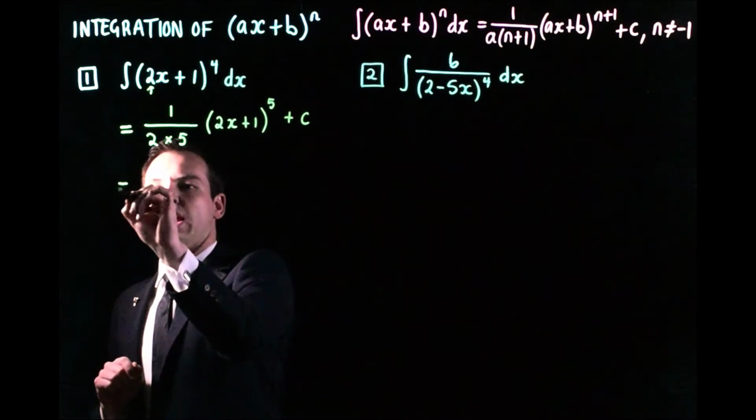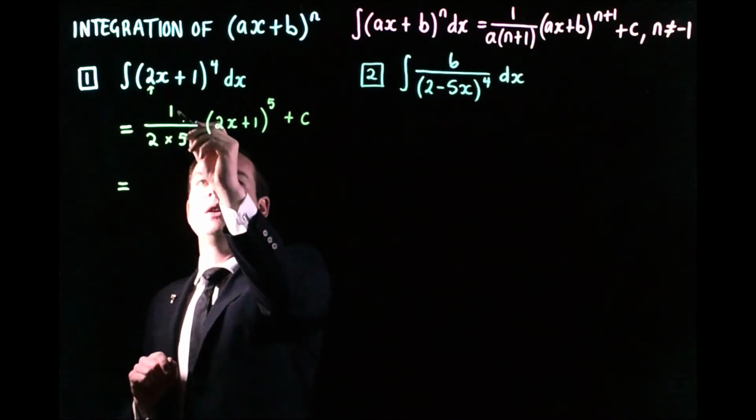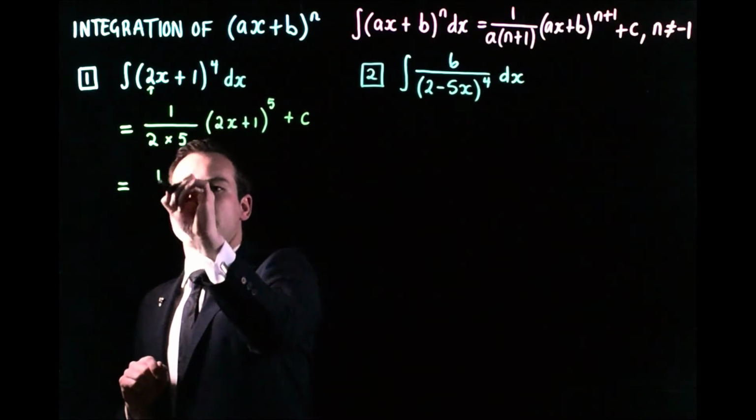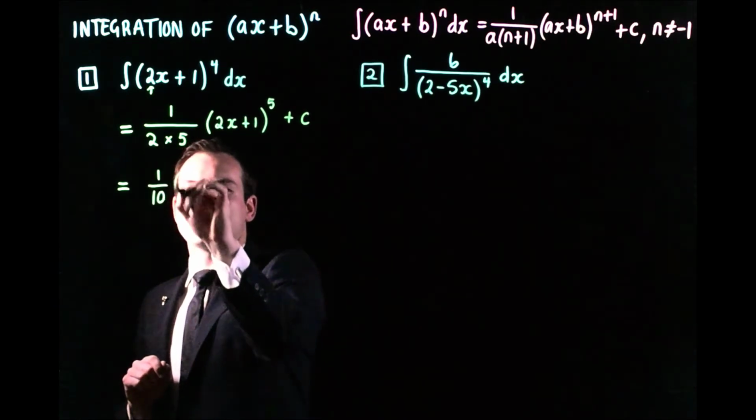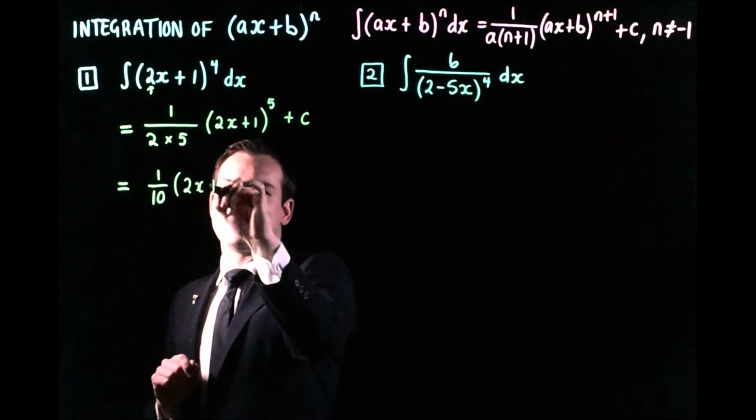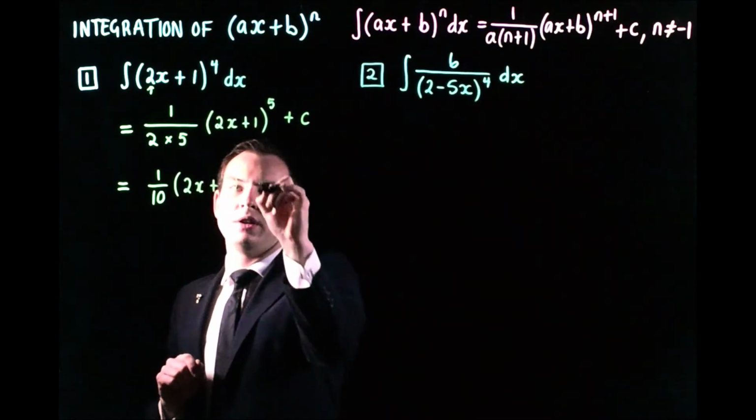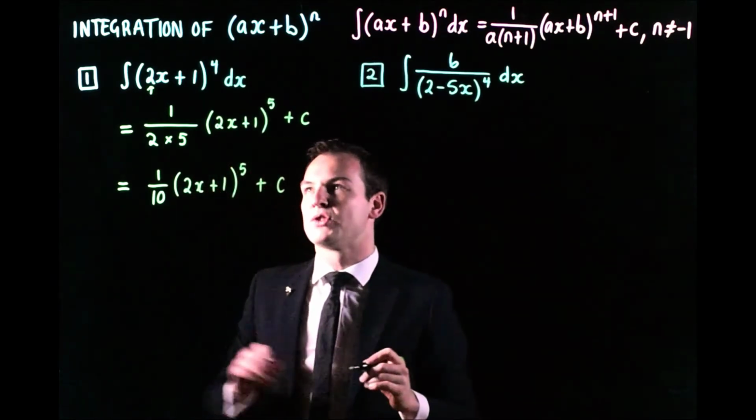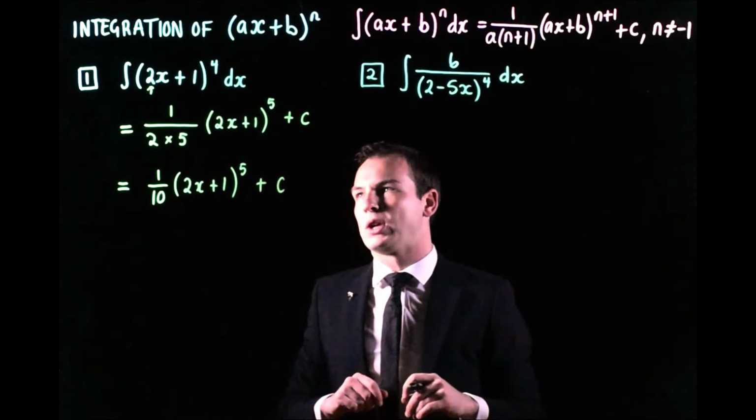So this is going to equal, and we can just simplify it slightly, 1 divided by 2 times 5 is just 1 divided by 10 times the (2x plus 1) to the power of 5 plus c. So that's the answer to part 1 of this question.